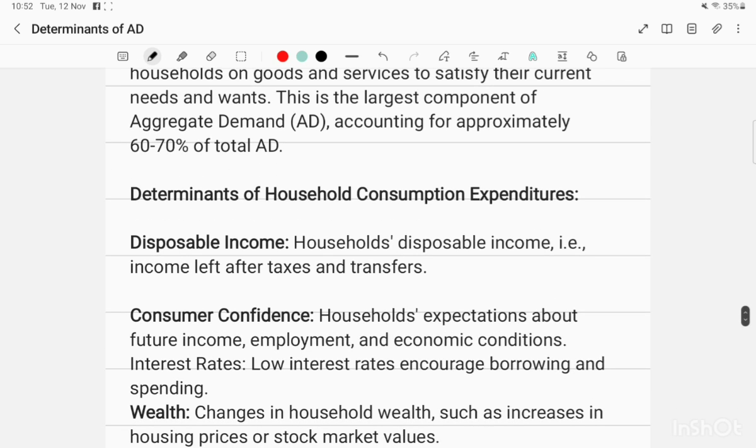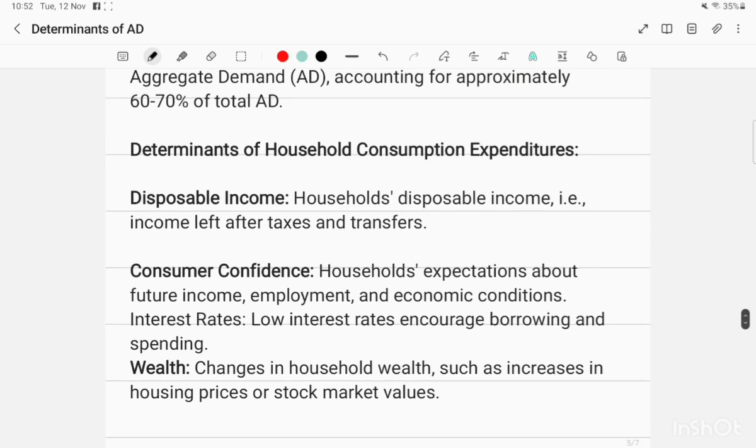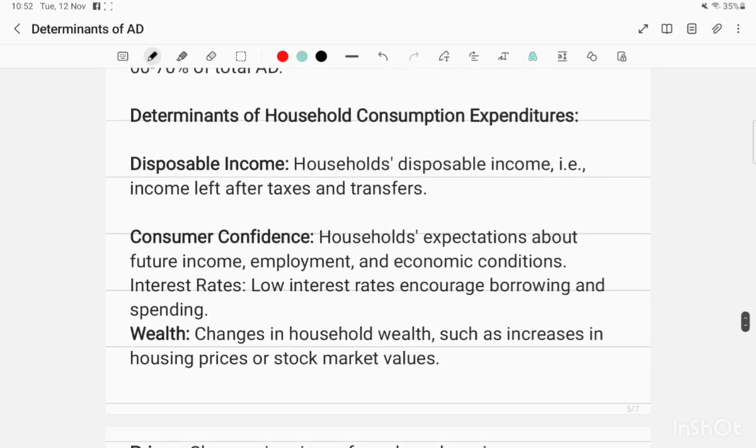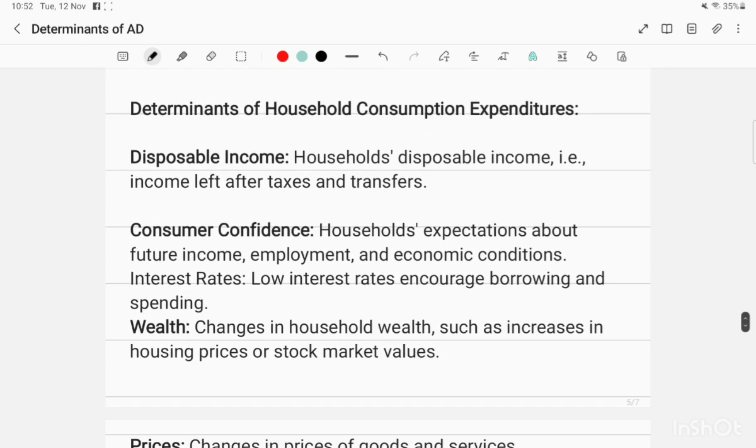So what are the determinants of household consumption? That is disposable income, the income after taxes. If that income is increasing, after taxes plus transfer payments, that will shift this consumption line upward. When the consumption line shifts upward, a higher national income equilibrium will be there.